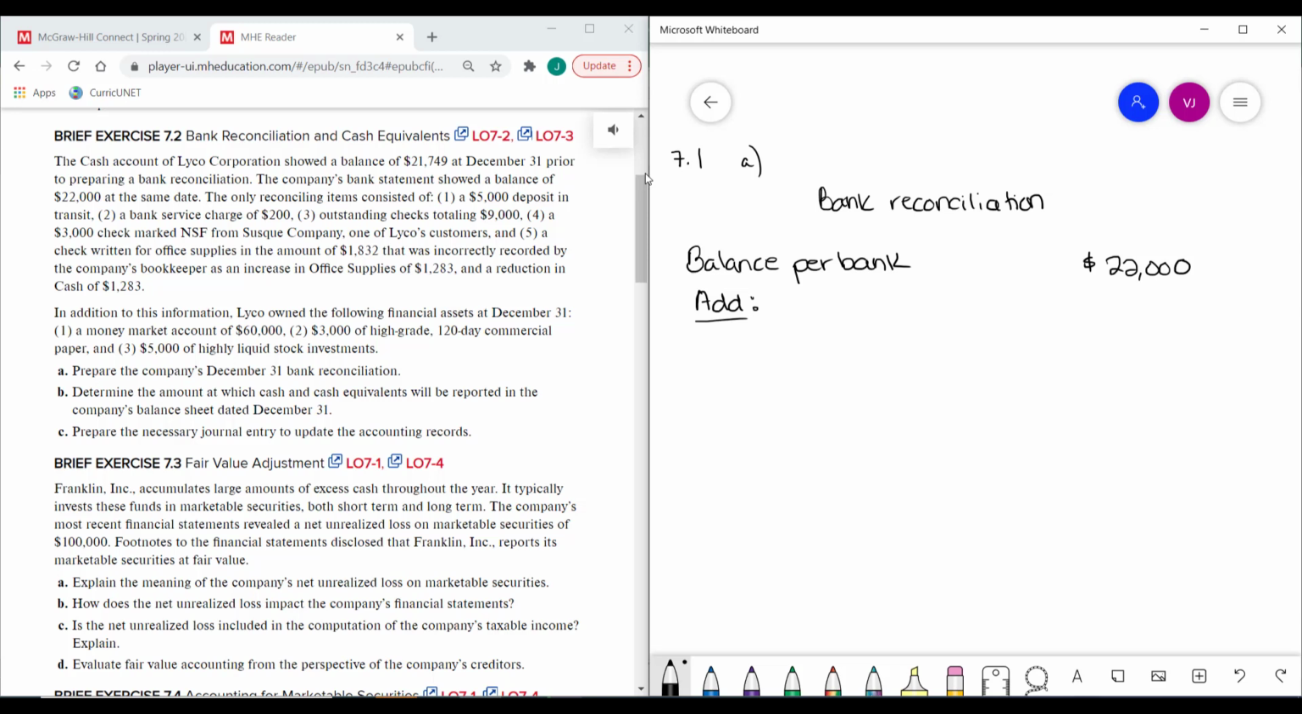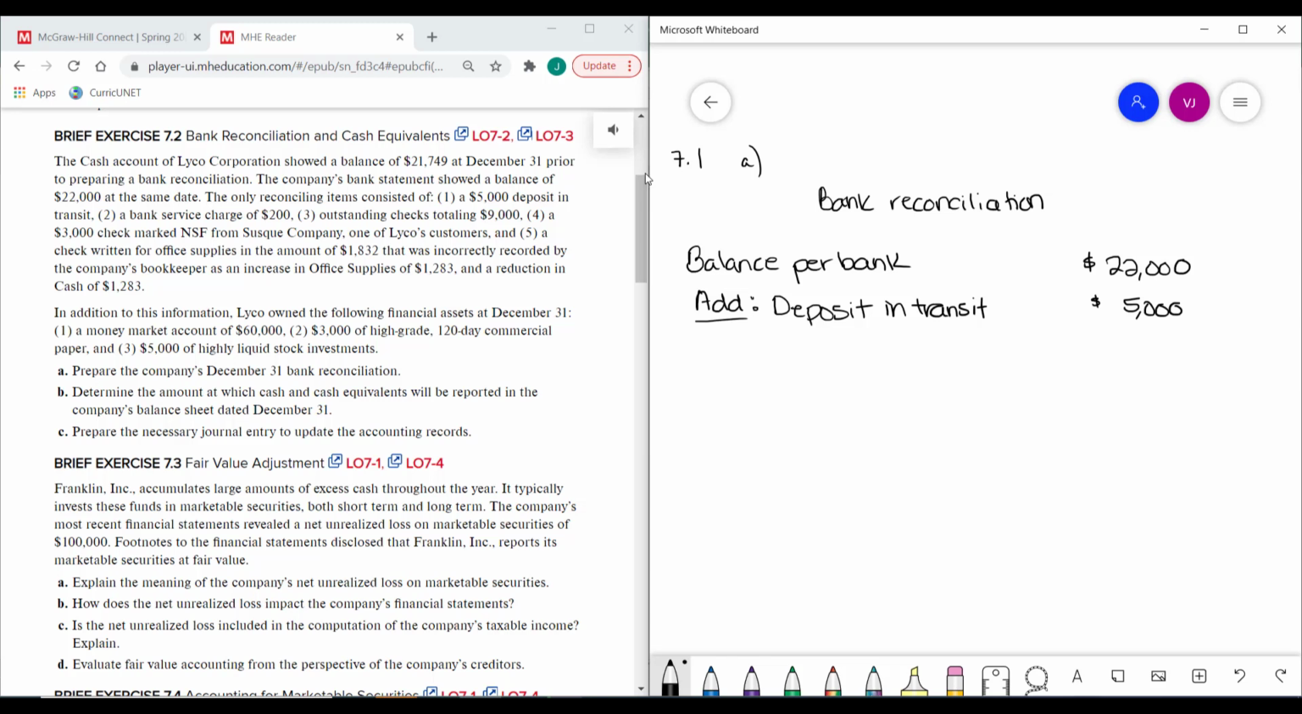So here we'll just go ahead and add deposit in transit. So add that $5,000, because give it a day or two, depending on when that deposit was made, that $5,000 will eventually show up in our account, right? So that's just a matter of time. Now, is there anything else here that we need to add on the bank side of things? I don't see anything else that needs to be added, okay? But just make sure you go through everything and make sure there's nothing else that needs to be added.